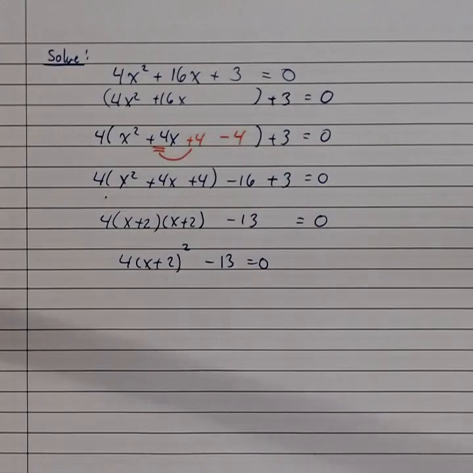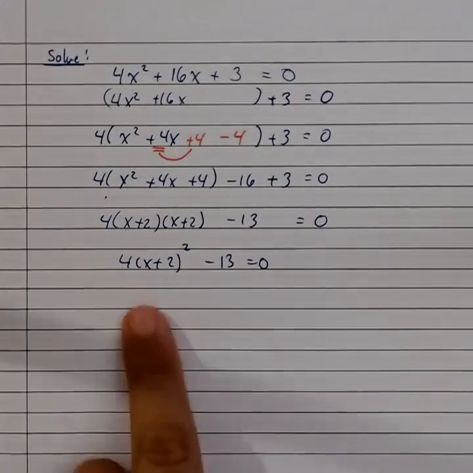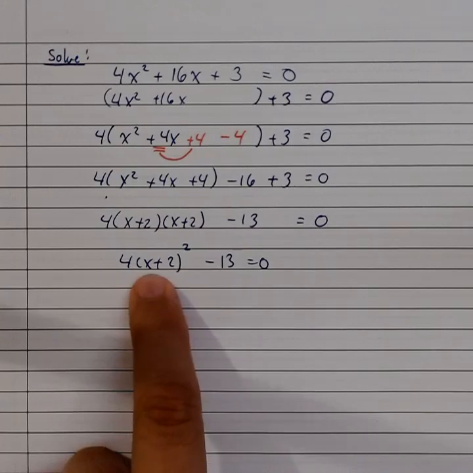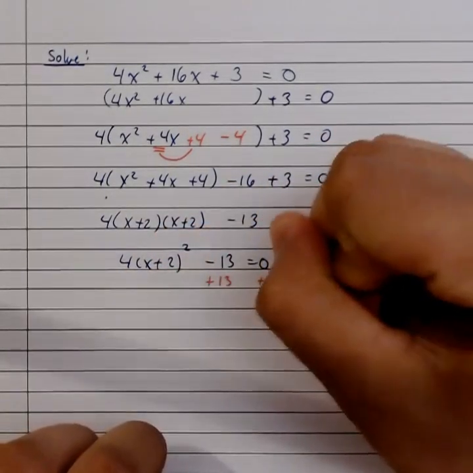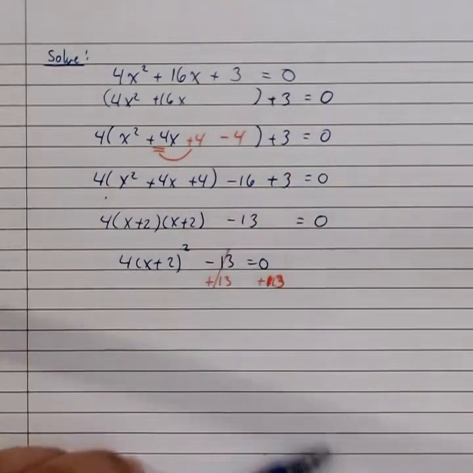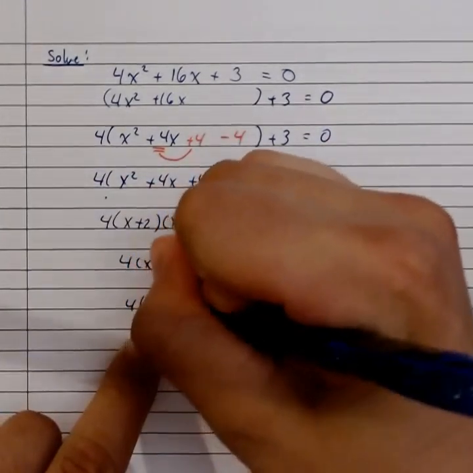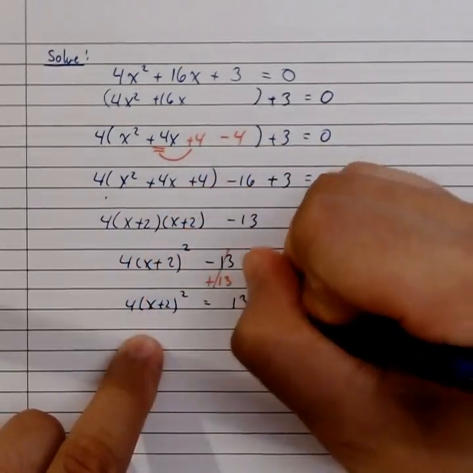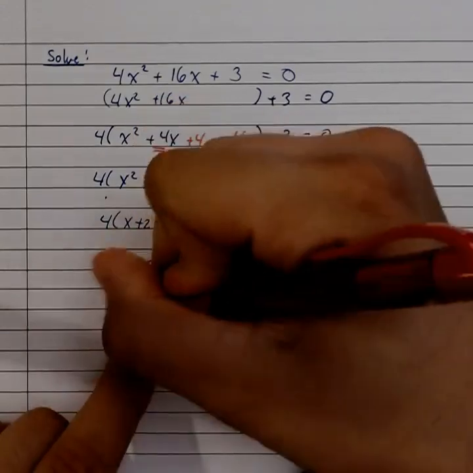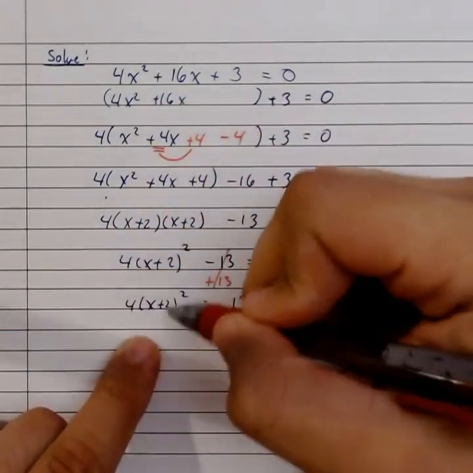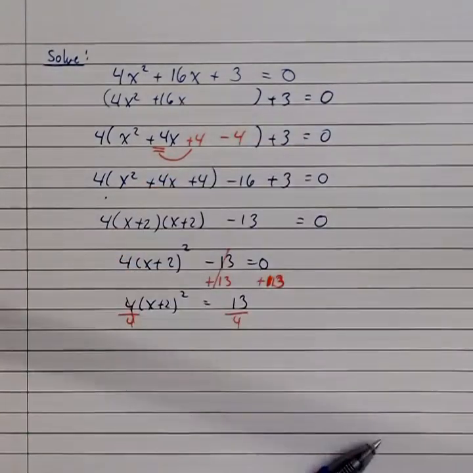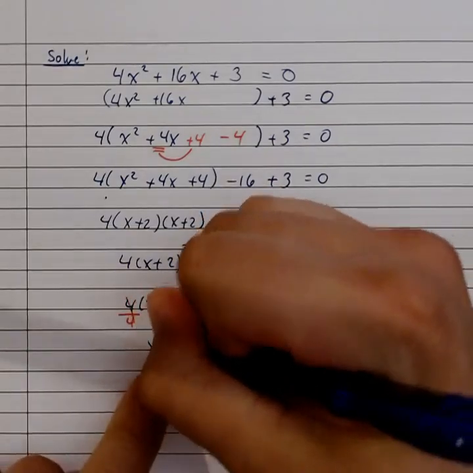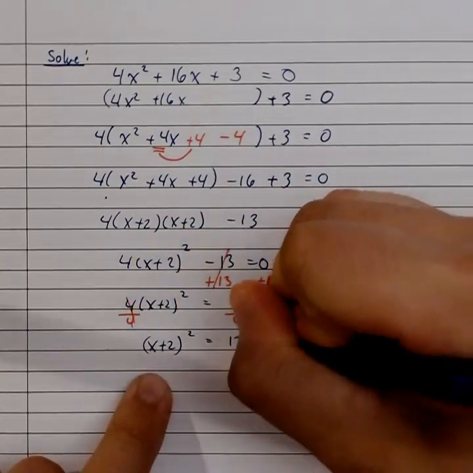So now we can go ahead and extract our square. We need to move all of our things over this way and leave just the thing that's being squared by itself. So let's start with that. We can add 13 to both sides. That goes away, and that'll give us 4 times x plus 2 squared is equal to 13. Let me get rid of that 4 as well. I need the thing that's being squared to be by itself, no other numbers, and that includes the number in the front. So that's going to give me x plus 2 squared is equal to 13 over 4.